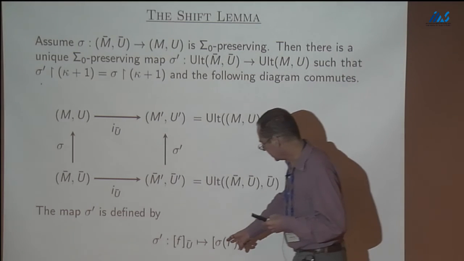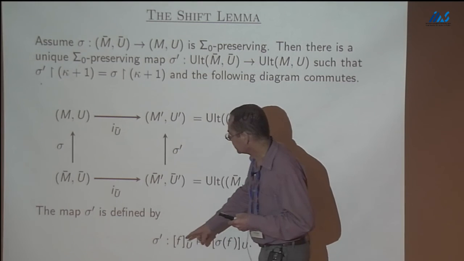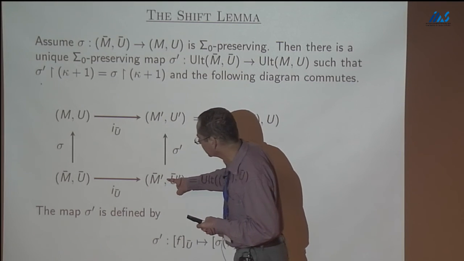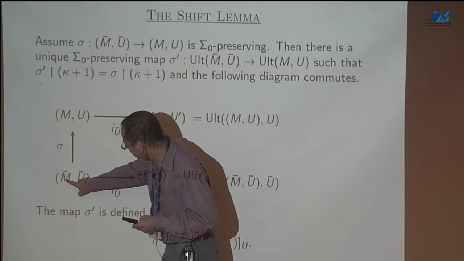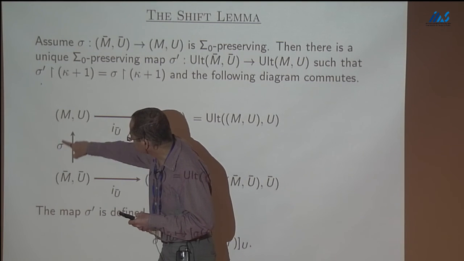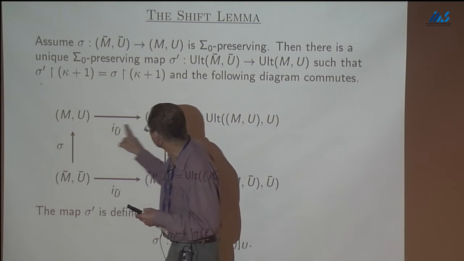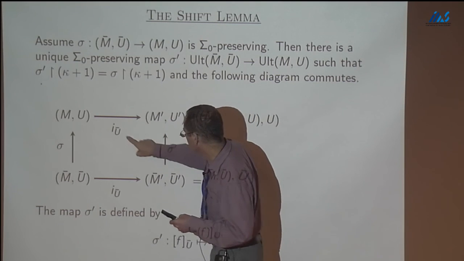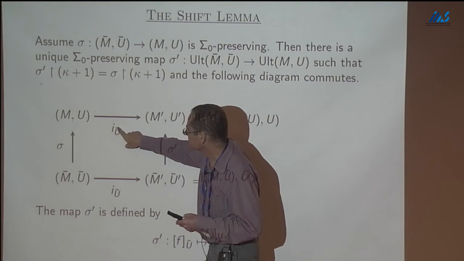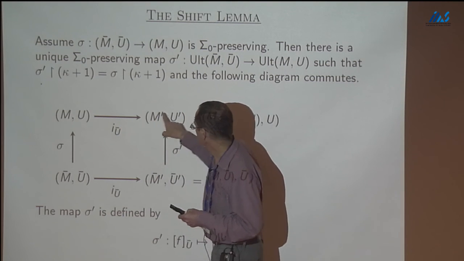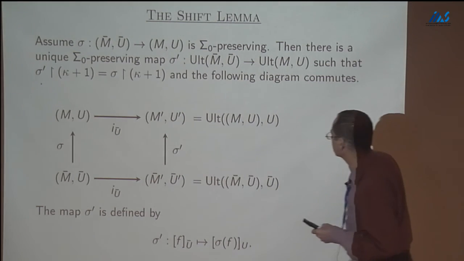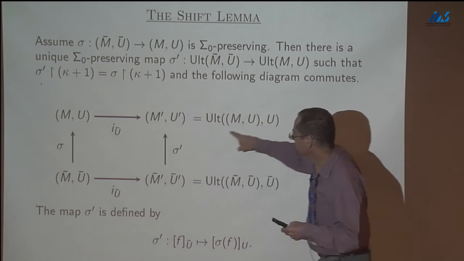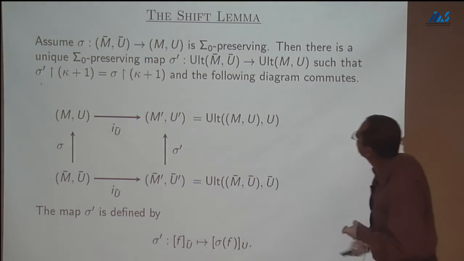And that's the map sigma prime. So whatever is represented by function f, that function is inside this model. You just move the function using the map sigma here and represent, and look at the thing which is represented. Actually, there is a typo. There shouldn't be a bar here. There should be U. Represent in this ultrapower. So it's this ultrapower. So that's the shift lemma.